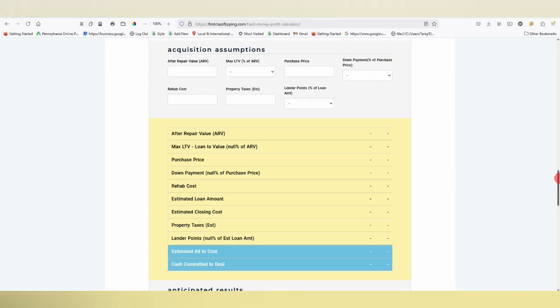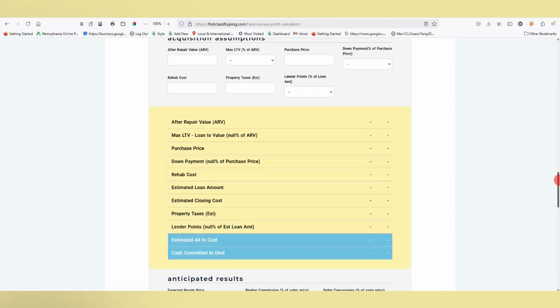Okay, the first thing it's going to ask you about is the purchase. What is your ARV? For the sake of the video, let's say you found a property with a 400,000 ARV. Now, what is the maximum loan to value your private lender or hard money lender will lend on a deal? It depends on your relationship. Let's just say 70%.